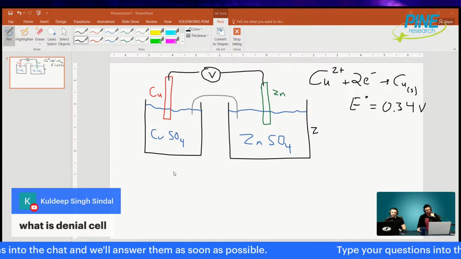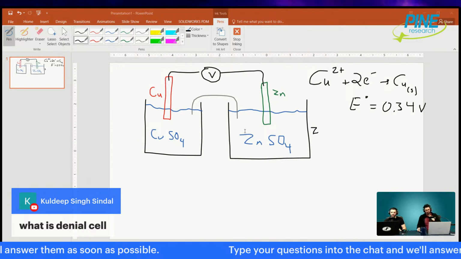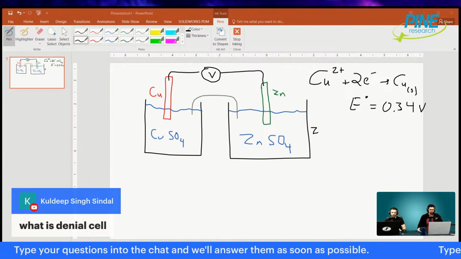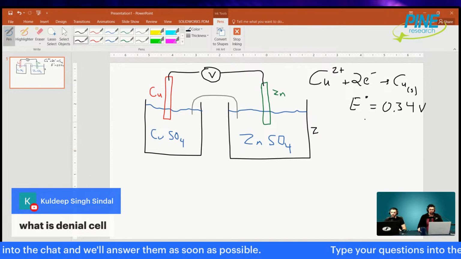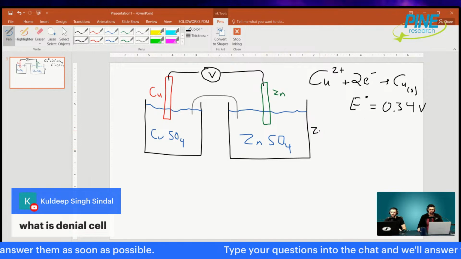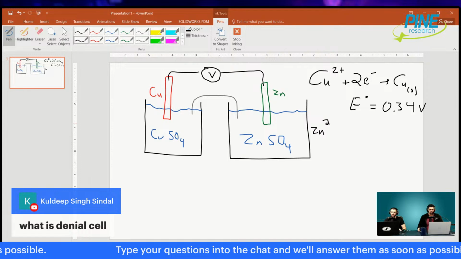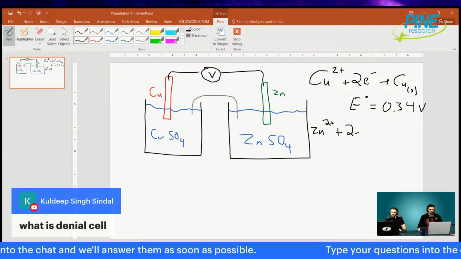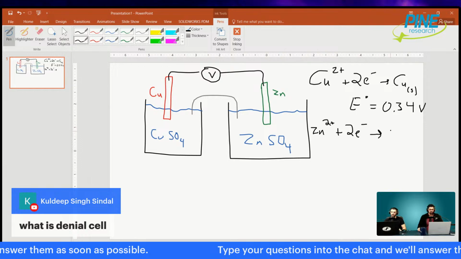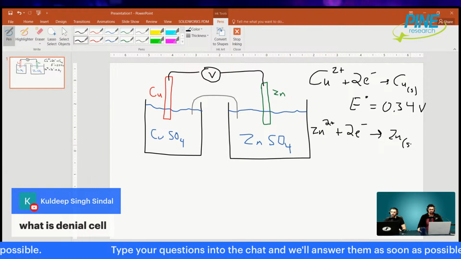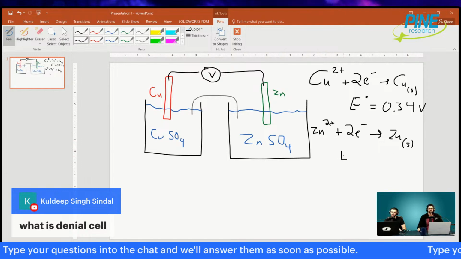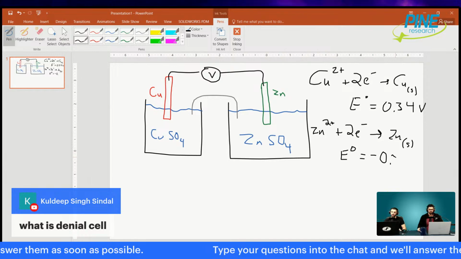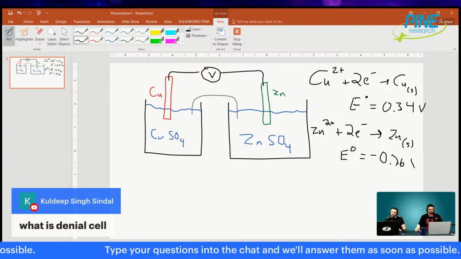Yeah, it was minus 0.76. Got it. Okay. Where am I at here? This one. So on this side, we have zinc. We have Zn2+ plus 2 electrons goes to zinc metal. I'm drawing them both as reductions on purpose here. I'll explain. The E0 is minus 0.76 volts.